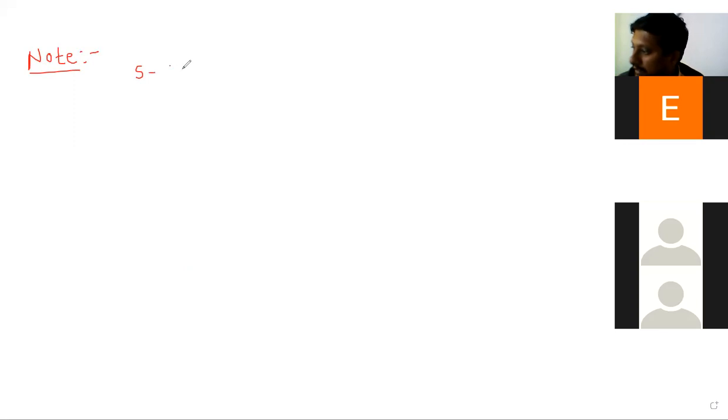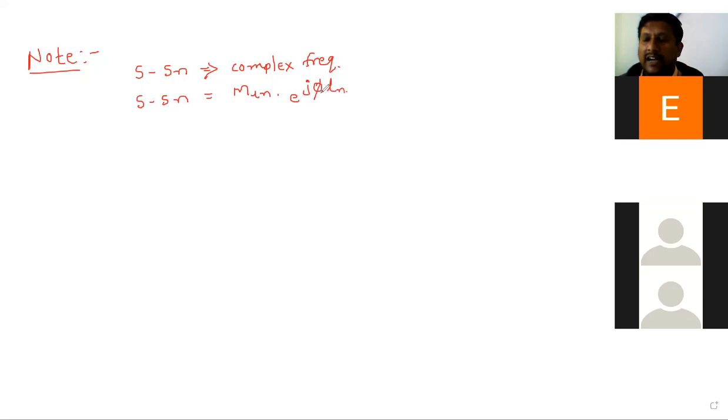The note point is: (s minus sn), that is (s minus s1), (s minus s2), (s minus s3). This is what we call a complex frequency. So (s minus sn) is equal to magnitude as well as phase. So this is M of ln, meaning magnitude, next e raised to j phi of ln. Okay, so what does phi mean? Anyone?